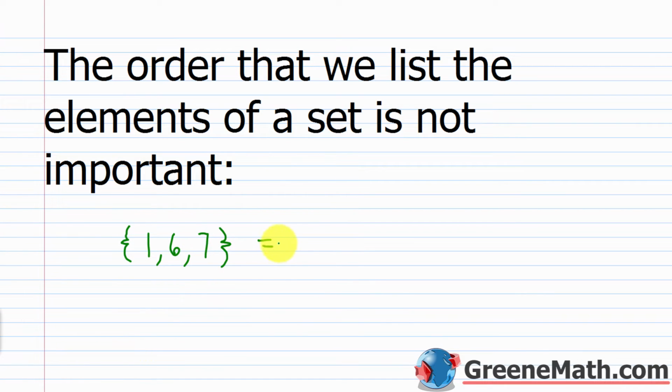This would be equal to the set whose elements would be, let's say, 6, 7, and 1. And it's also equal to the set whose elements would be 1, 7, and 6, as an example. The order is not important. What's important are the elements or the members of the set. If this set contains 1, 6, and 7, and this set contains 1, 6, and 7, they're equal because the members or elements are the same.